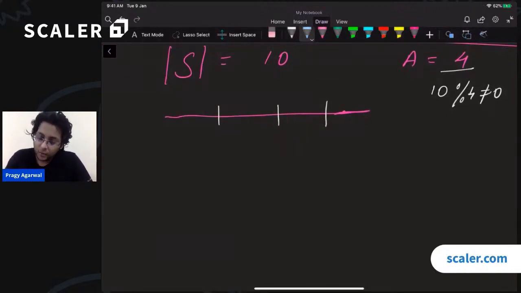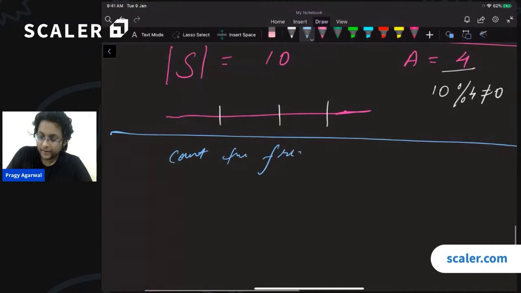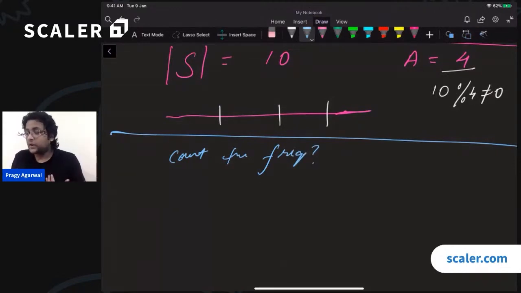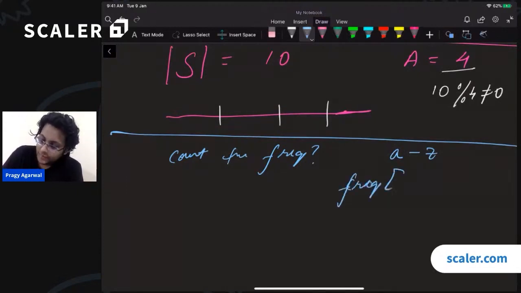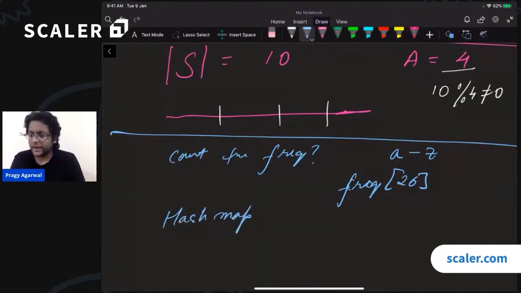So how do you count the frequency of a particular character? Well, this is easy if I know what the underlying character set is. If I know that my string consists of only lowercase a to lowercase z, then it is simple. I just have a frequency array of size 26, one for each character. But what if I do not know what the underlying character set is? Then I can use something like a hash map. And that hash map will take care of figuring out the underlying character set for me. It doesn't really matter what characters I see.